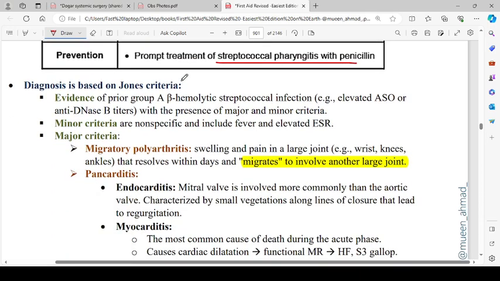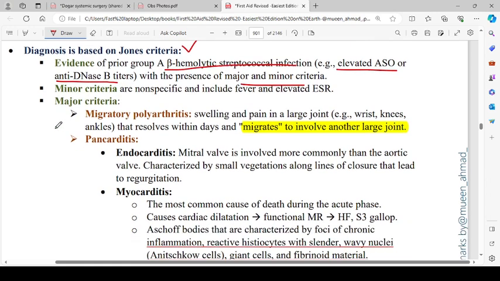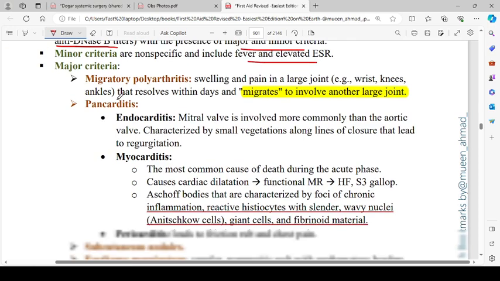Diagnosis is based on the Jones criteria. There are minor criteria as well, but the Jones is the major criteria. Evidence of group A beta hemolytic streptococcal infection, for example, elevated ASO or anti-DNase B titers, with the presence of major and minor criteria. Minor criteria, non-specific, include fever and elevated ESR. So they're like fever and elevated ESR and some other characteristics.